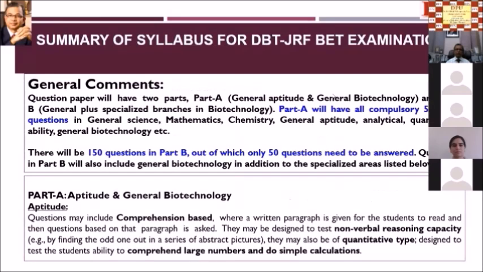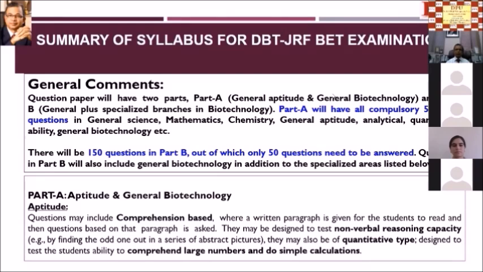Now I was talking about the syllabus for the DBT-JRF BET examination. It also has one paper, but it has two parts, Part A and Part B. Part A is compulsory. There will be 50 questions and all are to be answered. In Part B, there are 150 questions and only 50 are to be answered, because Part B covers a wide range of specializations in biotechnology. All students may not be familiar with all of them. Therefore, only one-third of the options are adequate for scoring in this particular part.